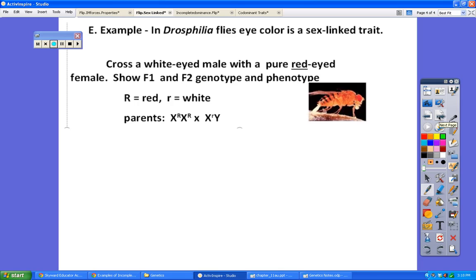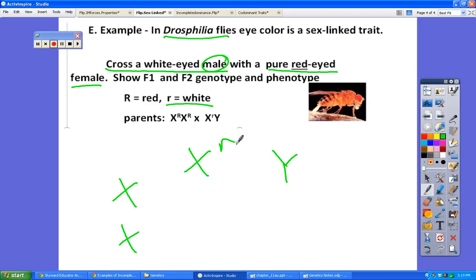Now, here's the example that I had on the previous slide. In Drosophila, which is your basic fruit fly, eye color is a sex-linked trait. So what we're going to do is we're going to cross a white-eyed male with a pure red-eyed female. So white-eyed male is going to tell us, first of all, it's a male. So he is going to be X and Y for his 2 chromosomes. The female is going to be X and X. Now, if it's white-eyed, it's little r. So that's the male. The pure female is big R, big R.